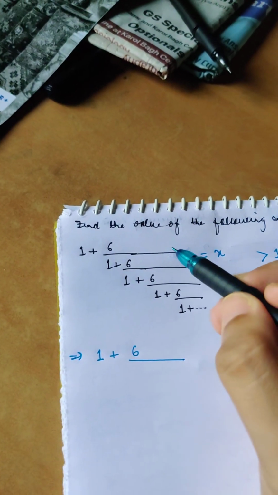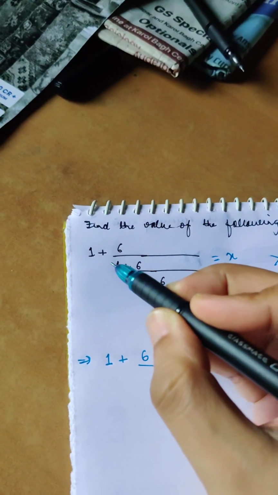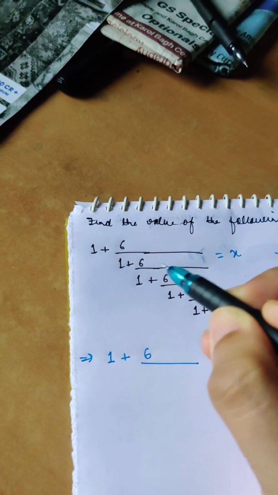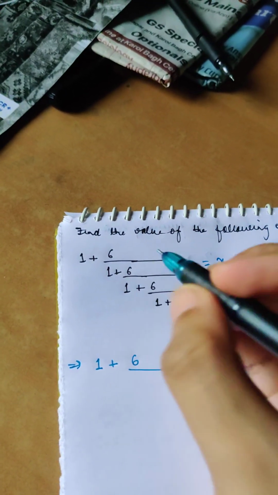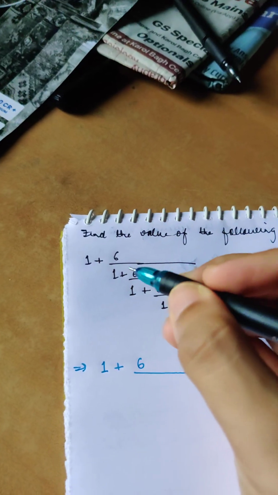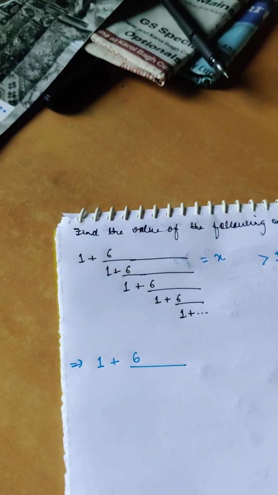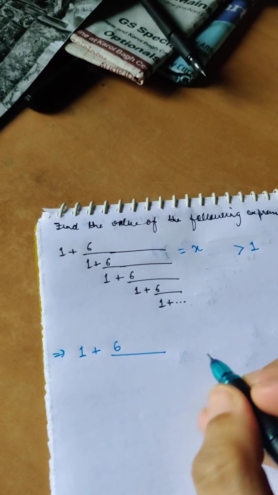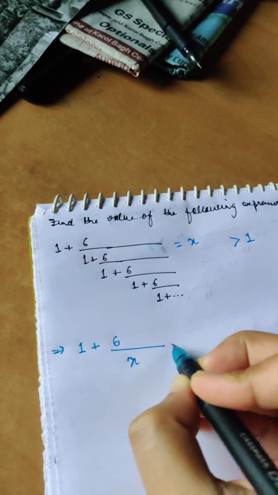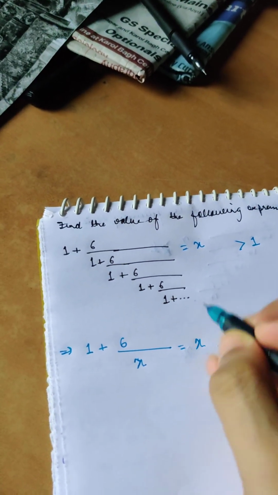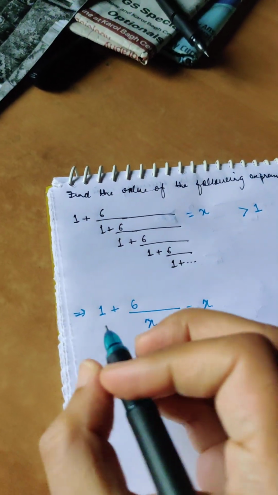So if we have assumed this to be x, can't we say that this entire denominator is also x, because it's just the same? And since it's an infinite series, it would not matter if we take this to be x. So we can write this as 1 plus 6 upon x equals x. This x has come from the above equation. So we just need to solve this equation.